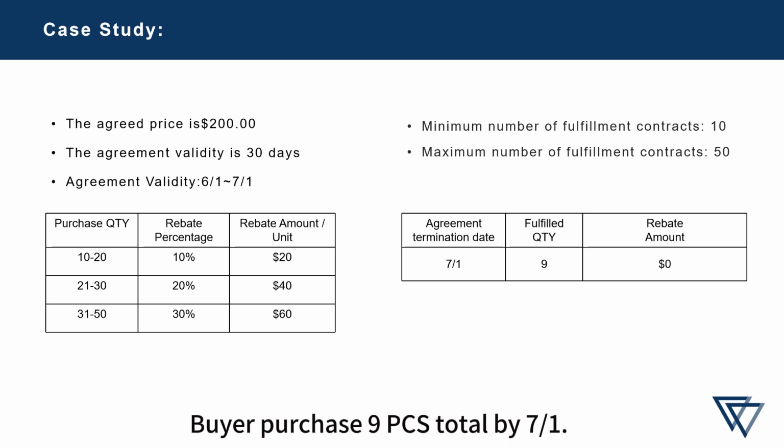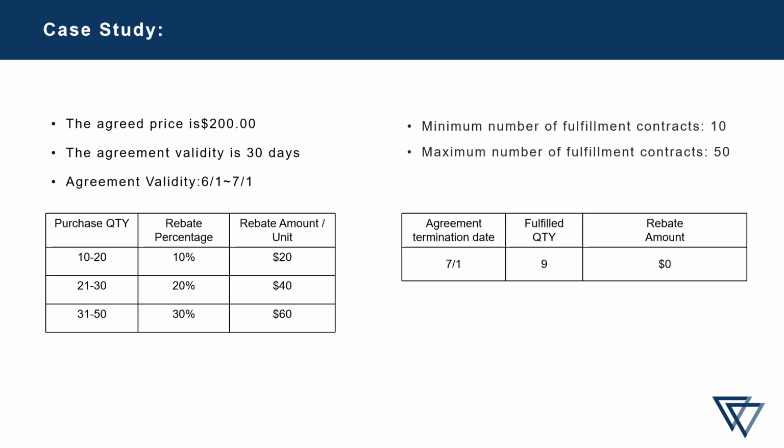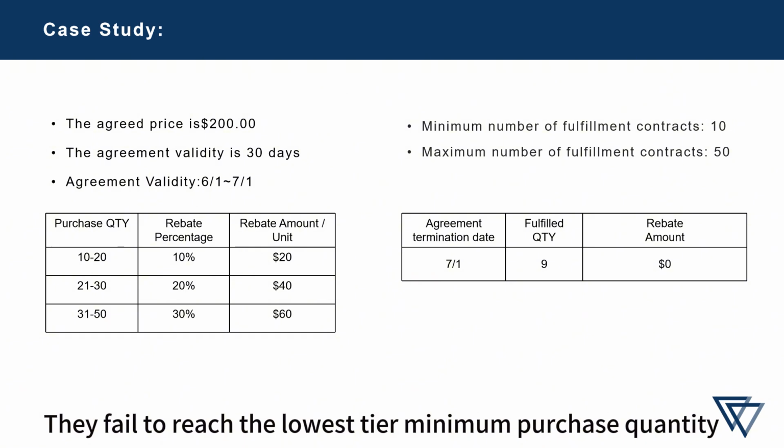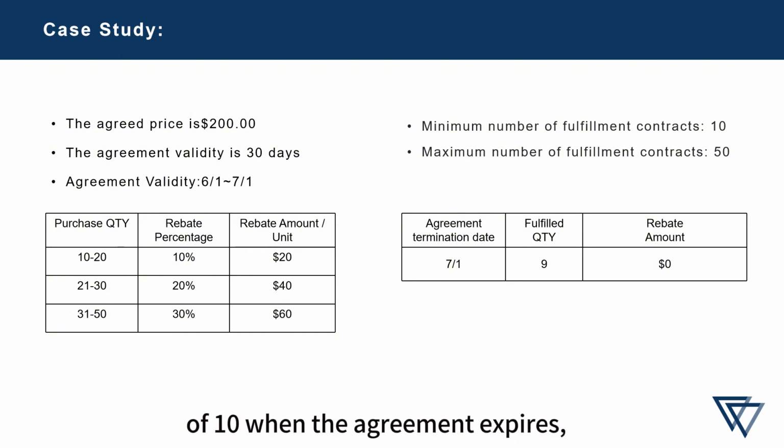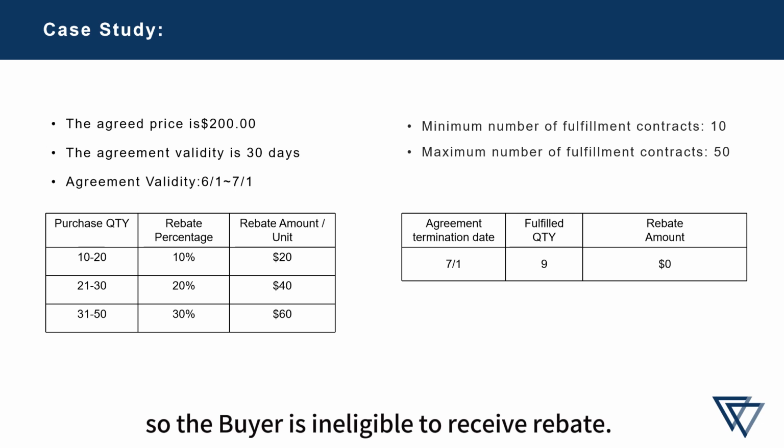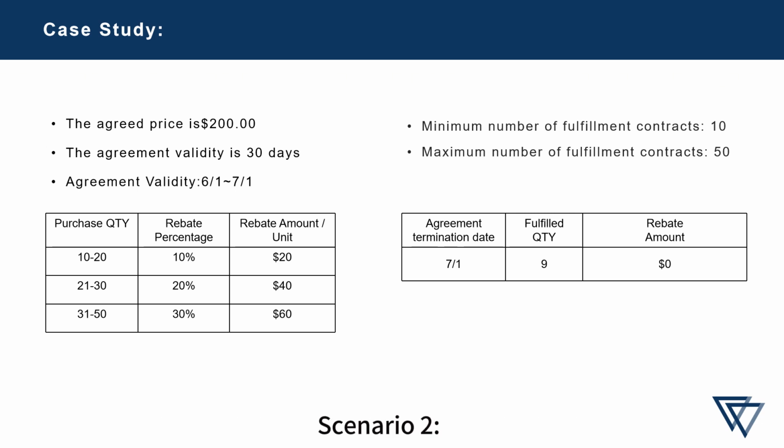The buyer purchased 9 PCS total by July 1st. They fail to reach the lowest tier minimum purchase quantity of 10 when the agreement expires, so the buyer is ineligible to receive a rebate. Scenario 2.